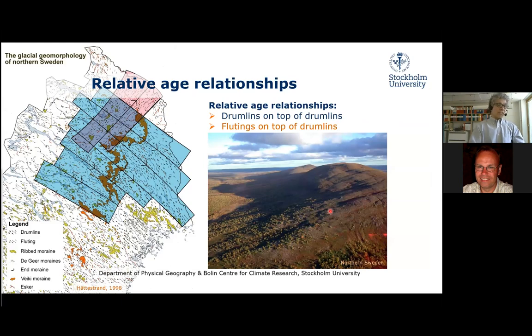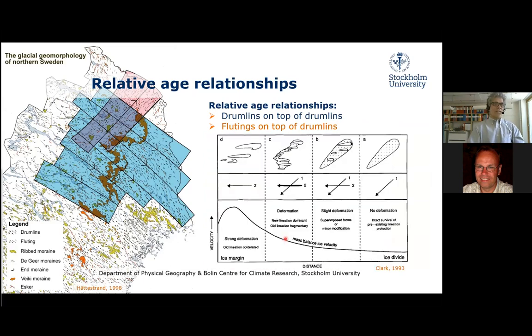You can have flutings on top of drumlins. There's a nice example here from northern Sweden, where we have a very light touch-up of the slopes in one direction on a drumlin, which has a very long direction in this. So it's also, again, at about 90 degrees. And basically, we're back to this imagery from Chris Clark from 1993, where you have one drumlin system that is being touched up with another, and then you can still recognize both. And in the end, maybe you just see one of them, right? But that's the superposition idea.